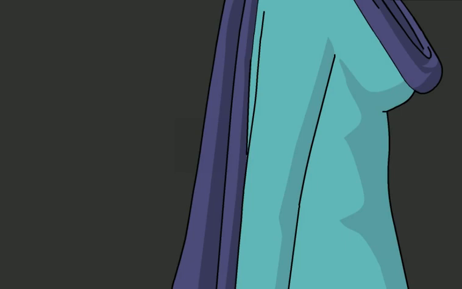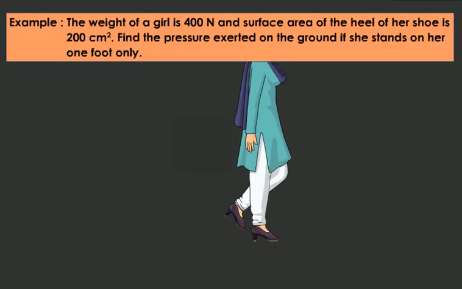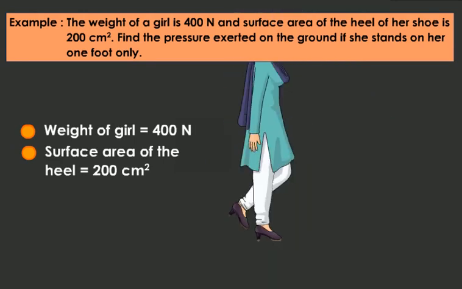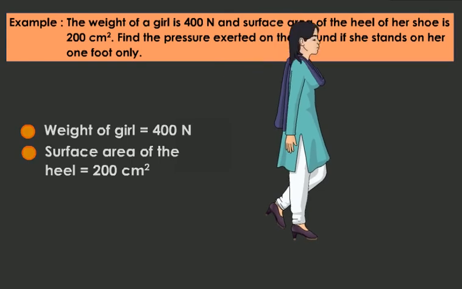Now let us look at this example. It says, the weight of a girl is 400 Newton and the surface area of the heel of her shoe is 200 centimeters square. Now find the pressure exerted on the ground if she stands on her 1 foot only. Here is the solution.